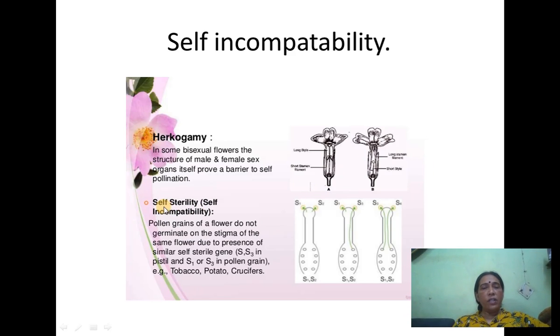Then the next one is self-sterility. Some flowers have pollen grains which do not germinate on the stigma of the same flower. It is because of the presence of some sterile genes, that is S1, S3 in the pistil and S1 or S3 in the pollen grains. Examples: tobacco, potato and crucifers.